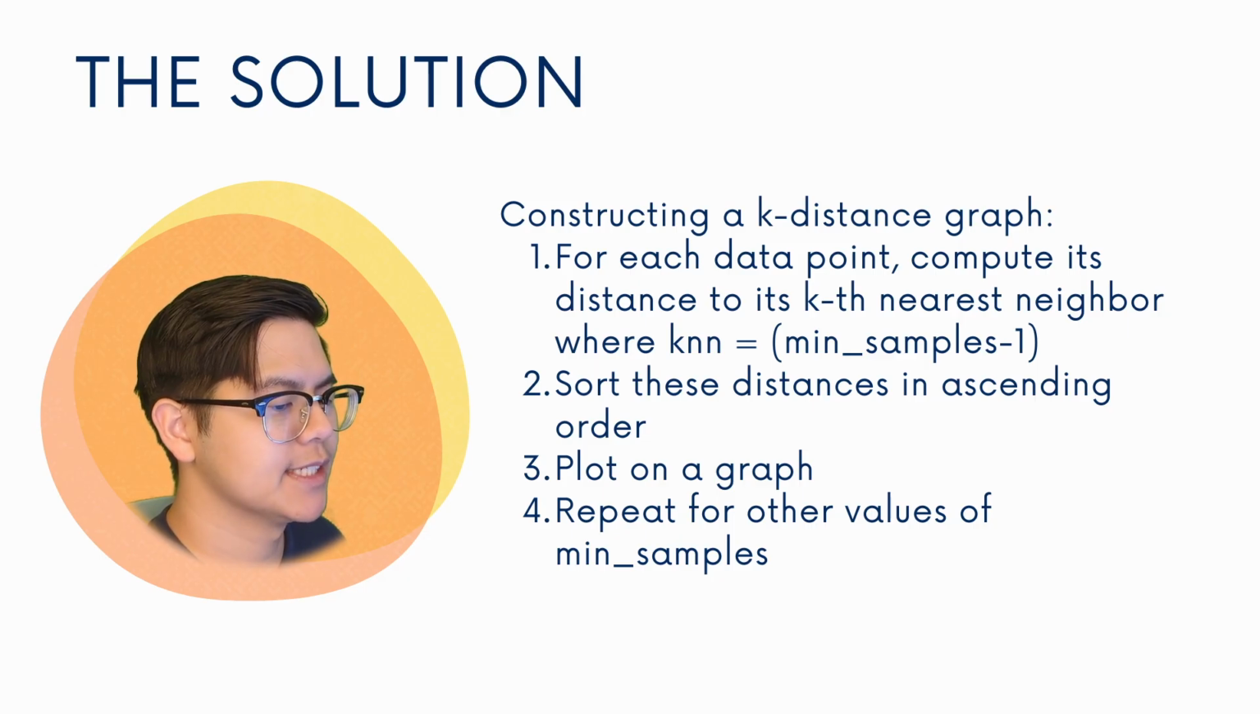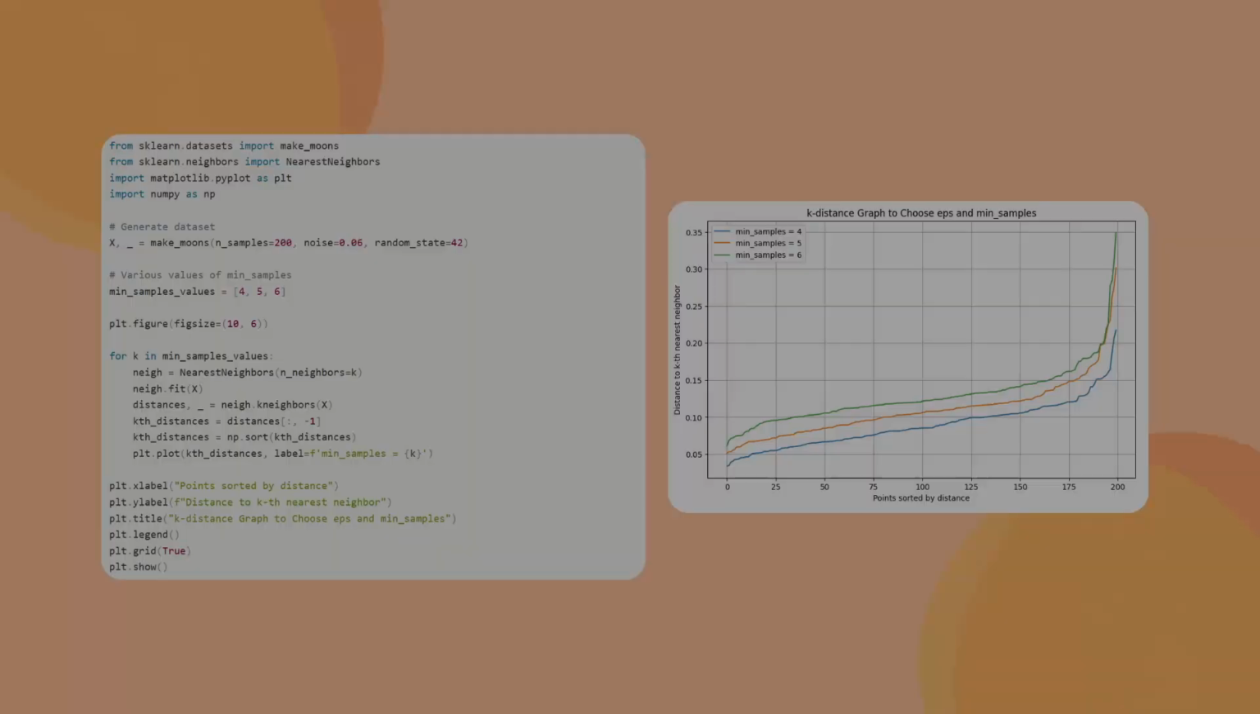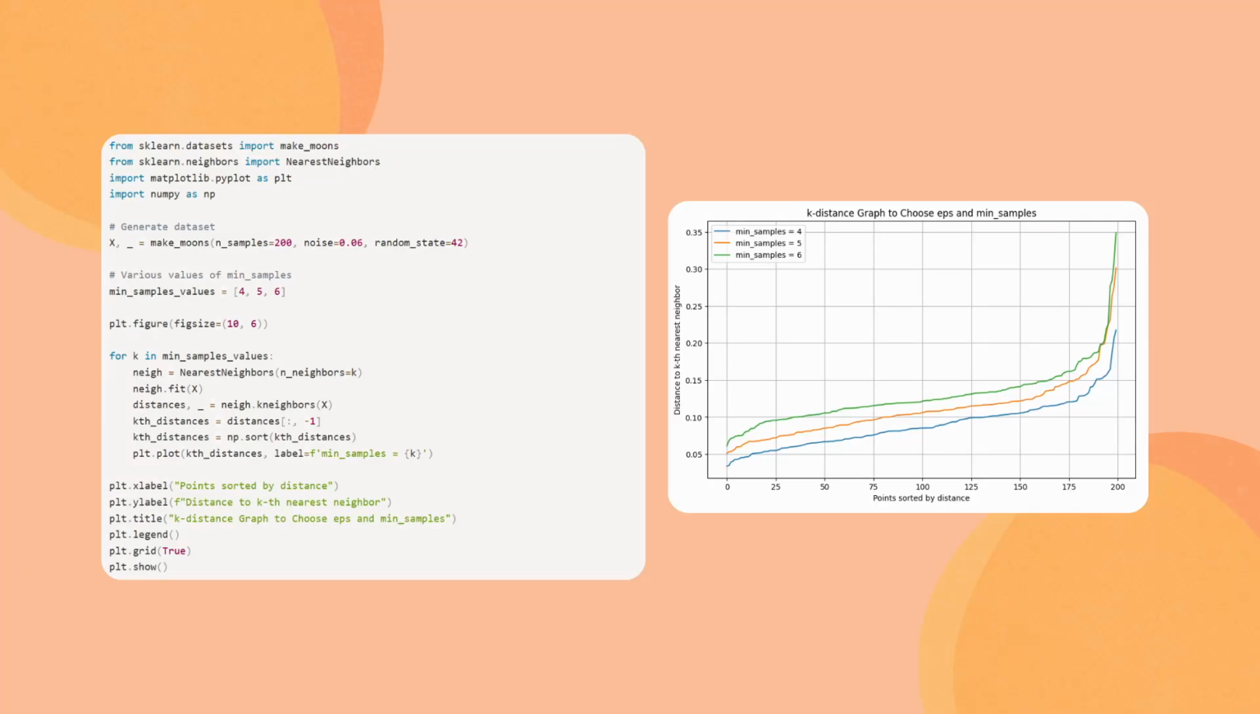The second step is to sort these distances in ascending order. The third step is to plot this on a graph. The fourth step is to repeat for other values of min samples. We can plot out the k-distance graph for each min sample. Look for the elbow point and find its y value. That is the eps you should use.